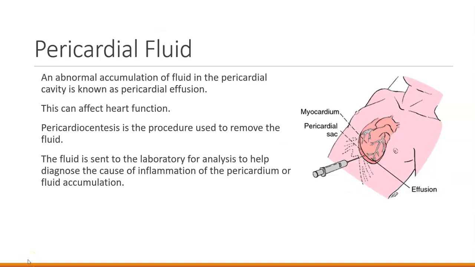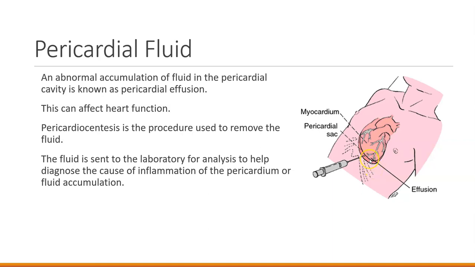Pericardial fluid. An abnormal accumulation of fluid in the pericardial cavity is known as pericardial effusion. This can affect heart function. Pericardiocentesis is the procedure used to remove the fluid. The fluid is sent to the laboratory for analysis to help diagnose the cause of inflammation of the pericardium or fluid accumulation.